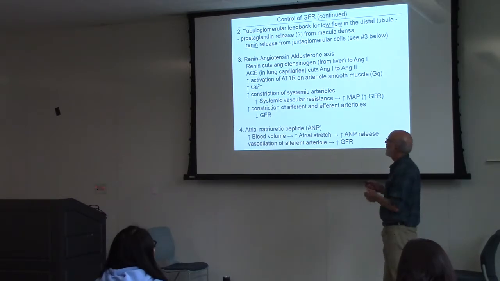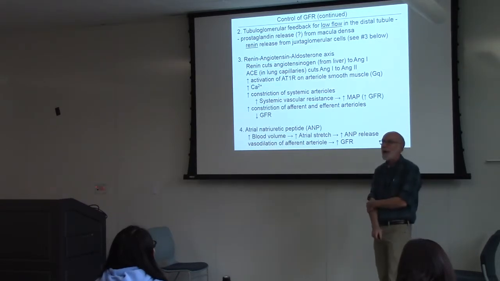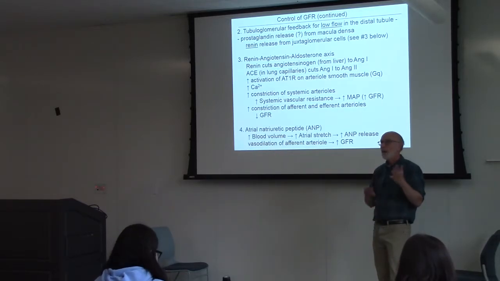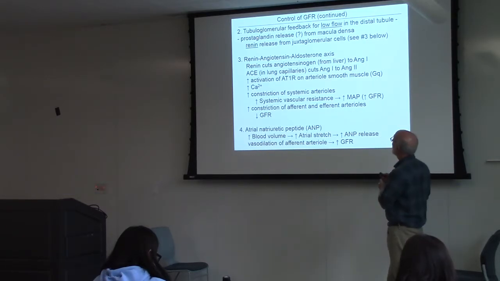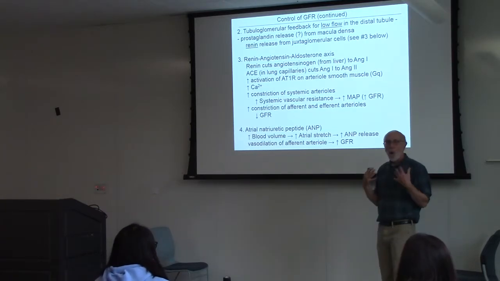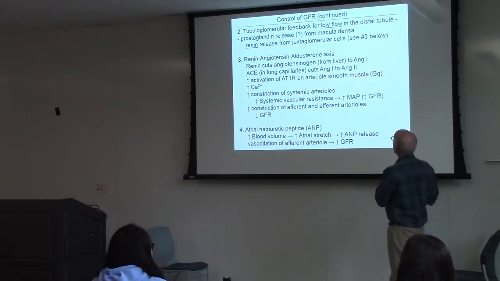It turns out that ACE is primarily released into the blood in the pulmonary capillaries. So I didn't tell you that about the pulmonary circulation, but there's another bit of information. The pulmonary capillaries are the primary source of angiotensin converting enzyme. So this is an amazing story, right? We've got the kidney, the liver, the lungs, all working together to make angiotensin 2.